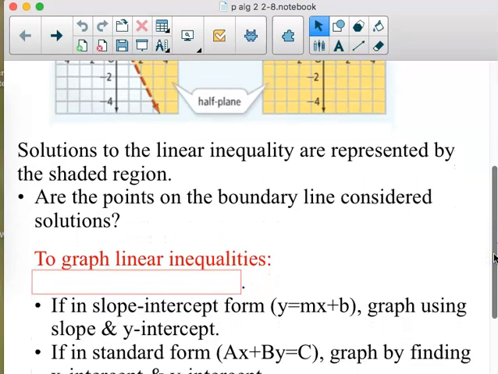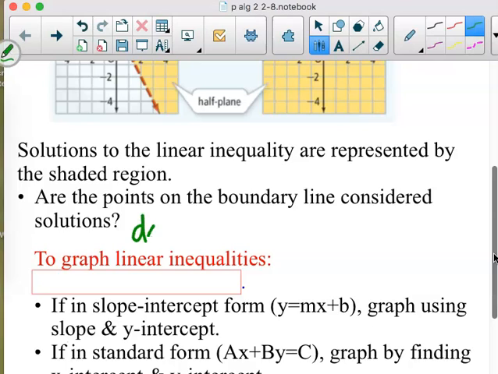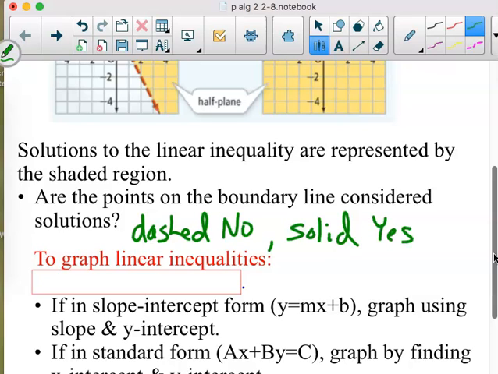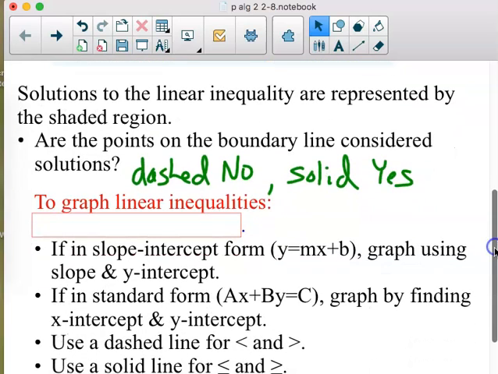Solutions to the linear inequality are represented by the shaded region and the line if it's solid. Are the points on the boundary line considered solutions? Yes and no. Dashed. Solid. If you've been listening, you can answer this for me. On a dashed line, are those answers included? No, not the dashed. Remember, that's just a helper. Solid lines, are those included as answers? Yeah. So there's the first part of it.